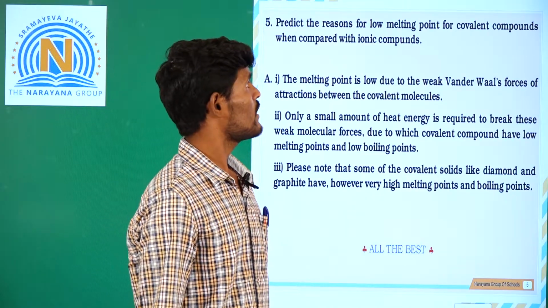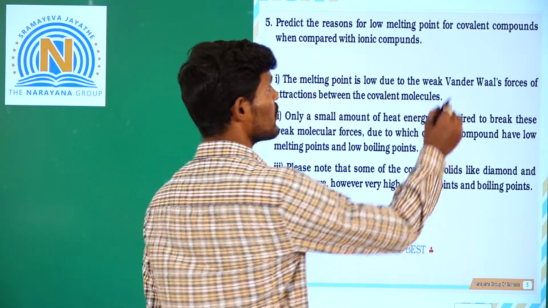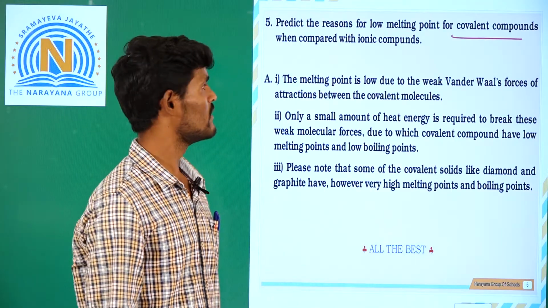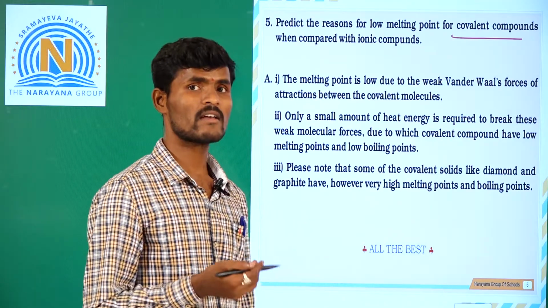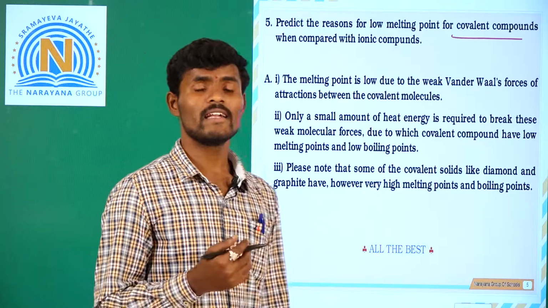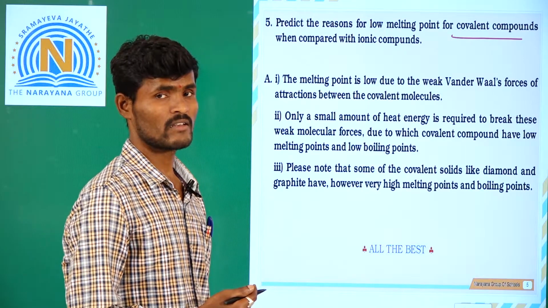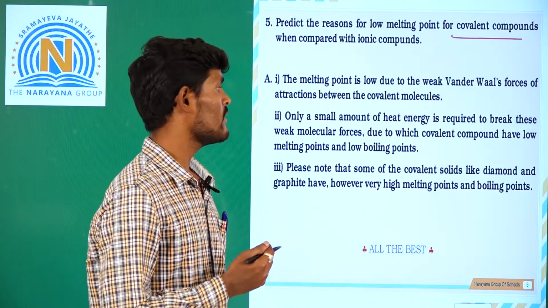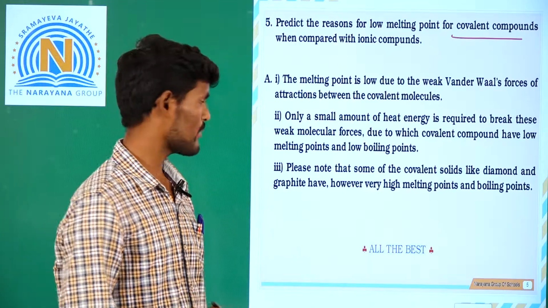Predict the reasons for low melting point for covalent compounds when compared to ionic compounds. Actually, in covalent compounds there is a weak van der Waals force of attraction between covalent molecules. There is a low melting point for covalent compounds because weak van der Waals forces exist in the covalent compounds. So only a little amount of energy is required to break these weak molecular forces, due to which covalent compounds have low melting points and boiling points.